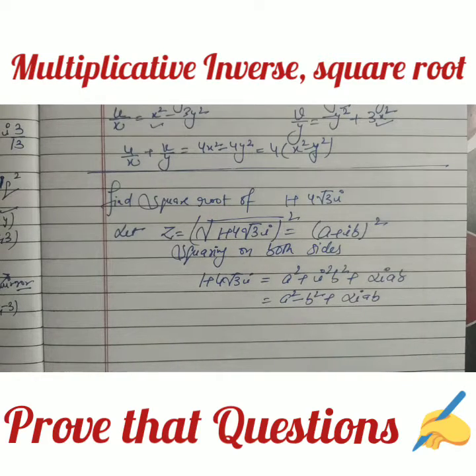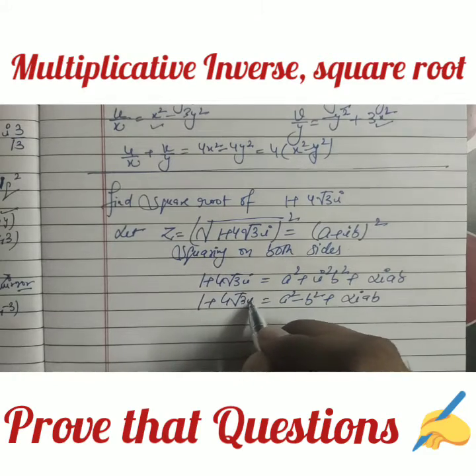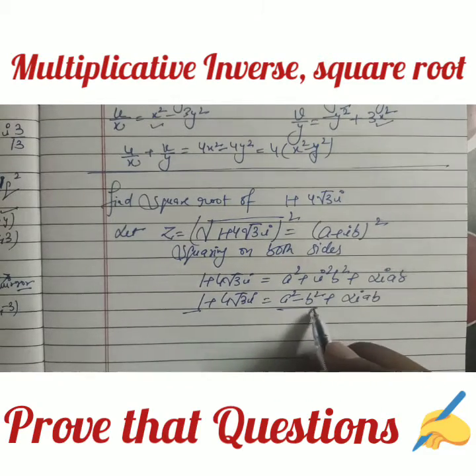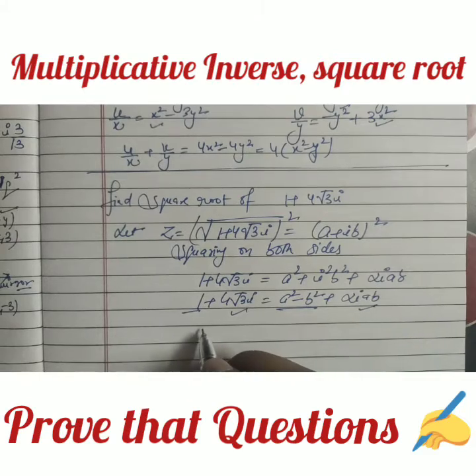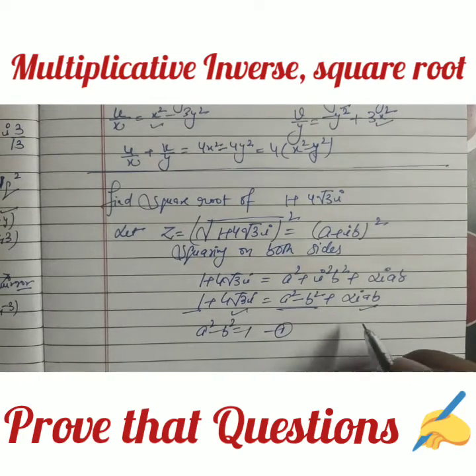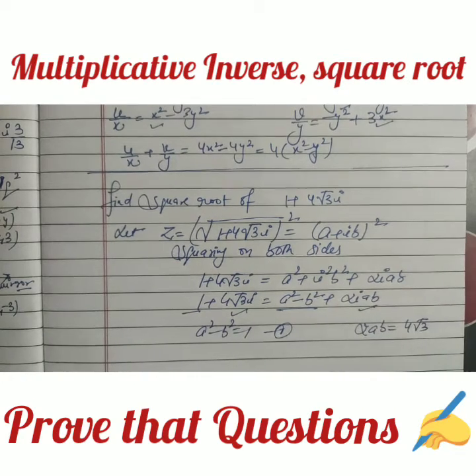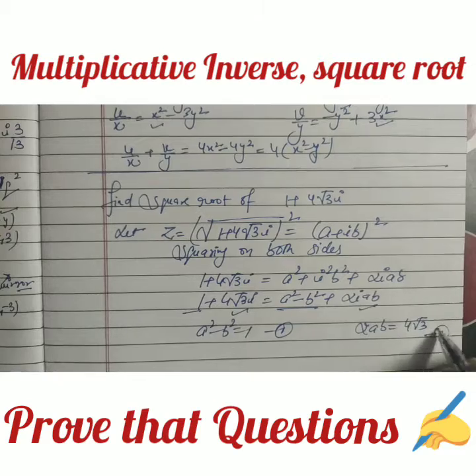Now both sides contain complex numbers, so we equate real part with real and imaginary with imaginary. The real part gives a square minus b square equal to 1, first result. The imaginary part 2ab is equal to 4 square root 3, this is result number 2.